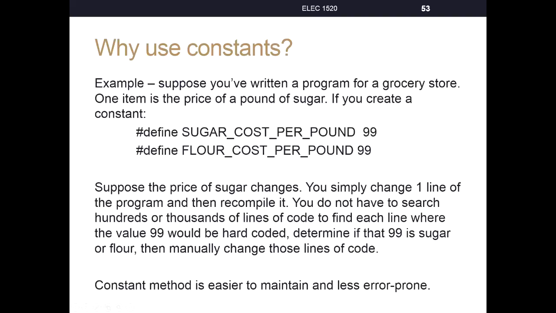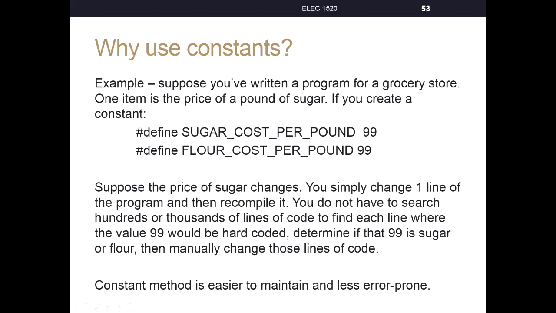Suppose our program was 1,000 lines long and we had to search, and everywhere we searched and found a 99, we needed to change the value. Well, we have two values that are 99. One's for sugar, one's for flour. We're only changing the price of sugar. But if we're not careful in our code and we just use find and replace to change all the 99s, we'd also change the cost of flour.